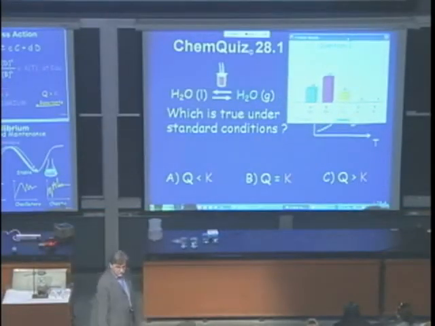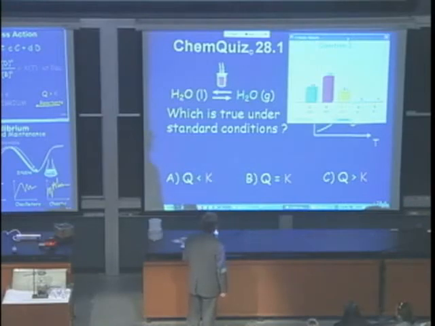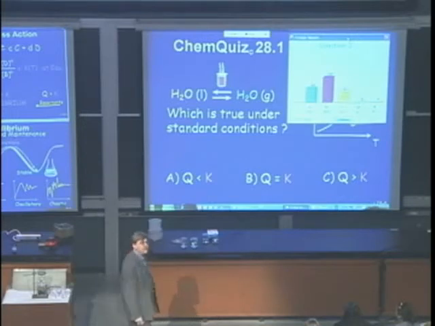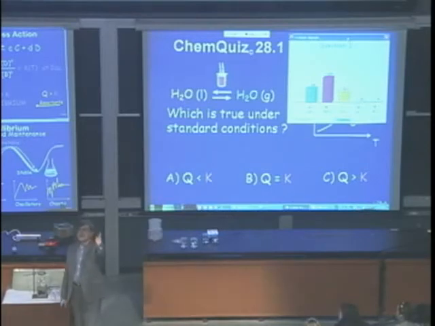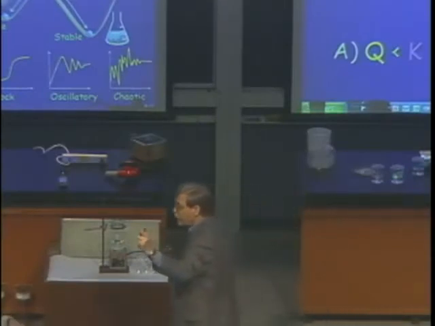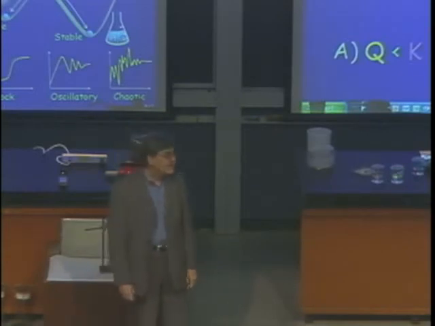So some of you say this is equilibrium, because if Q equals K, that would be equilibrium. Some of you say Q is smaller than K, and some of you say Q is larger than K. Why don't we define what standard conditions are? What is the pressure? 1 atmosphere. And what's the temperature? 25 Celsius. So you have water at 25 degrees Celsius with 1 atmosphere of pressure above it. Do you think this is an equilibrium?